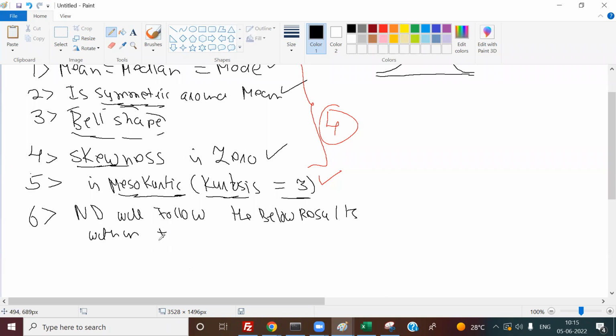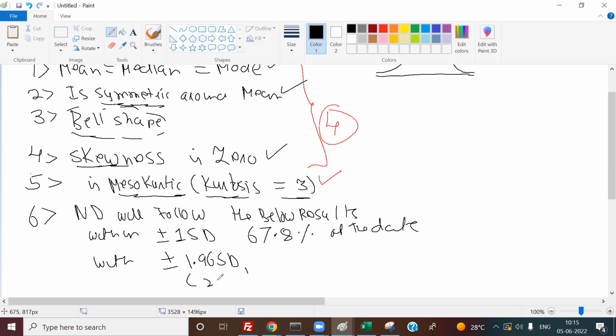Within plus minus 1 standard deviation, there would be around 67.8% of the data. Within plus minus 1.96 standard deviation, or some people also call it 2 standard deviation, though the exact value is 1.96, there would be around 95% of the data. This is not date, it is data.